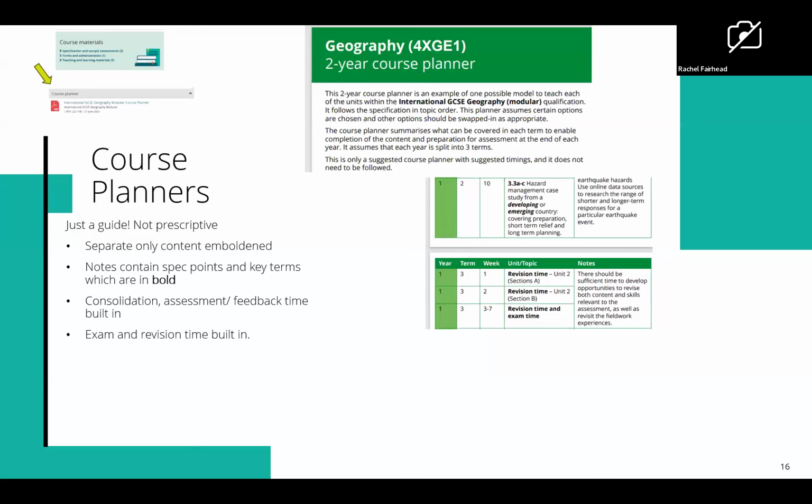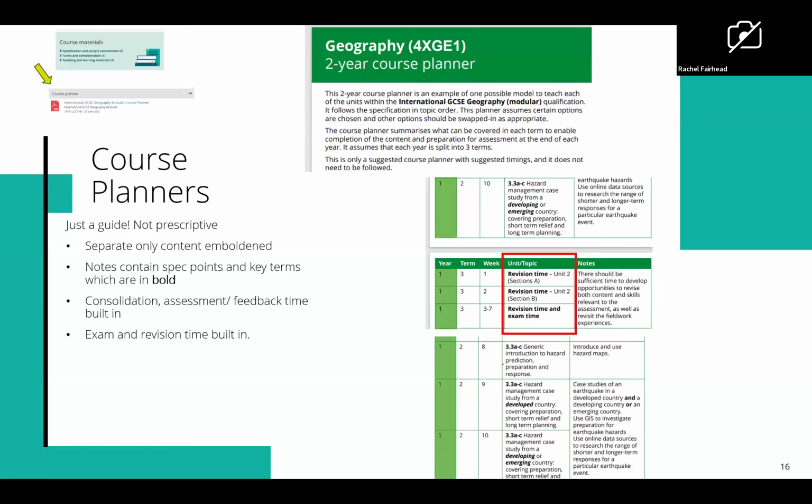If you look at the bottom box, year 1, term 3, week 1, revision time. Or the top box, year 1, term 2, week 10, they're going to be on hazard management case study. But again, it's just to give you a guide, and you can flip things around to suit your teaching style or to suit your students. Again, these are just some examples of what's going on in a specific week. So you've got year 1, term 2, week 8, introduction to hazard prediction. And then the following week has a management case study. So you can see how they follow on from each other.